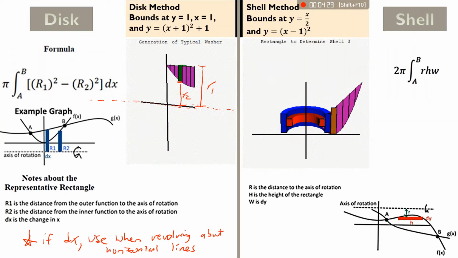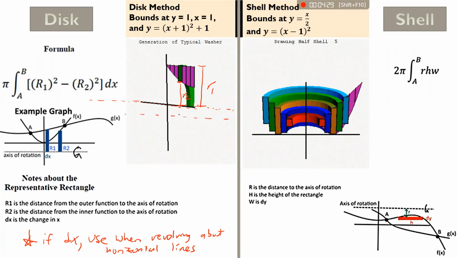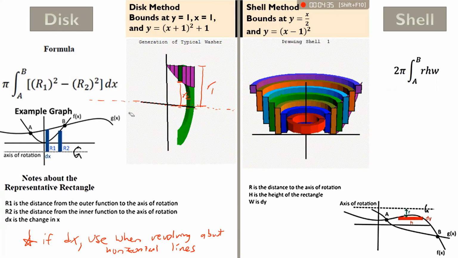And then, of course, we can shift the axis anywhere you want to. So if I moved this axis down to maybe y equals -1, that would add one y value to both r2 and r1. Any questions on disk method?